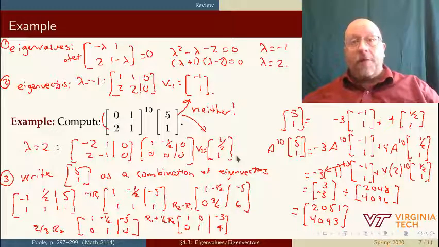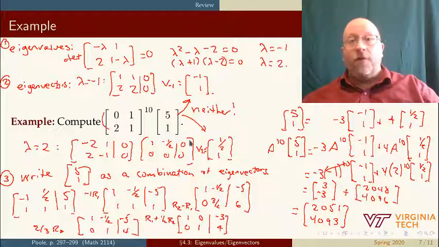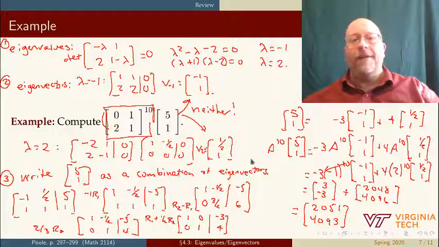And we have done a lot of calculations here. We've done a whole screen full of calculations, but we never once had to actually multiply this matrix out 10 times. We never had to do anything that tedious anywhere on this page.